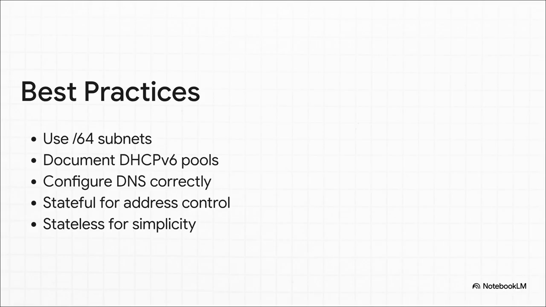Always document your DHCPv6 pools so your whole team knows what ranges are in use. Ensure your DNS is configured correctly so users aren't just staring at IP addresses all day. And finally, architect your network smartly. Use Stateful DHCPv6 when you absolutely need strict address control, and lean on Stateless DHCPv6 for simpler, much faster deployments.